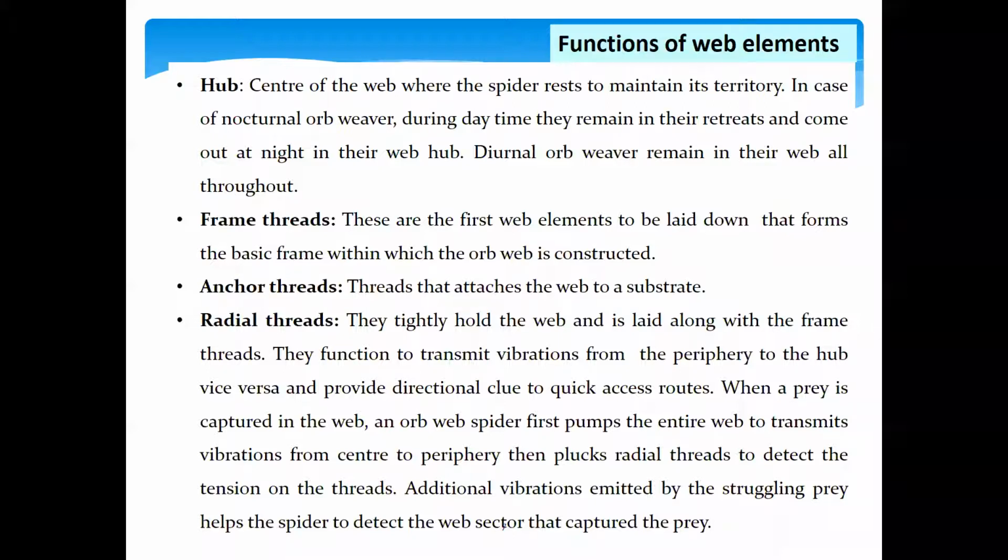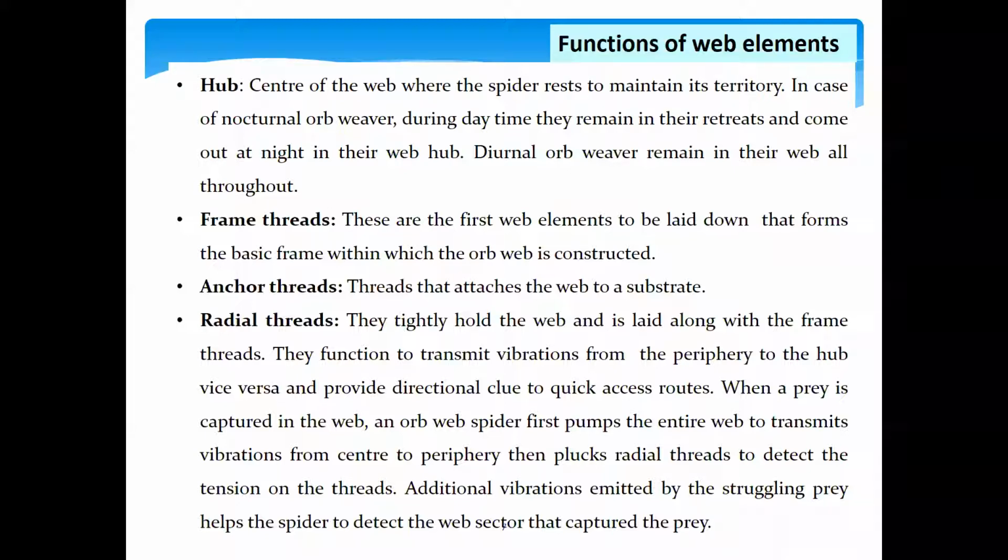Then we have the frame threads. These are the first web elements that are laid down, and they form the basic frame within which the orb web is constructed. Then we have the anchor threads. Anchor threads are used for attaching the entire web to the substrate. Then we have the radial threads. Radial threads are the radii we can consider from the center up to the periphery. They tightly hold the web and are laid along the frame threads.